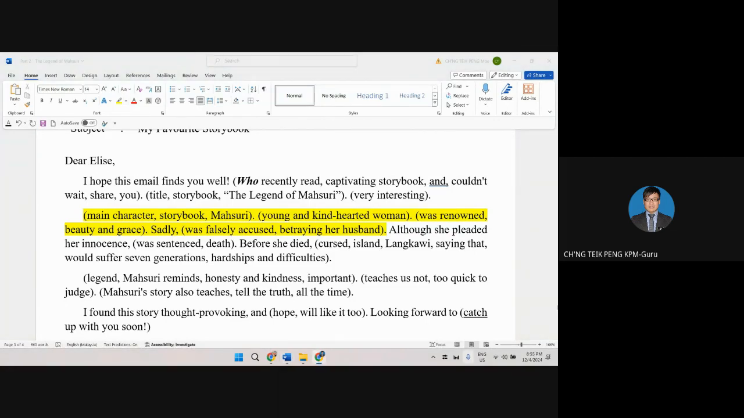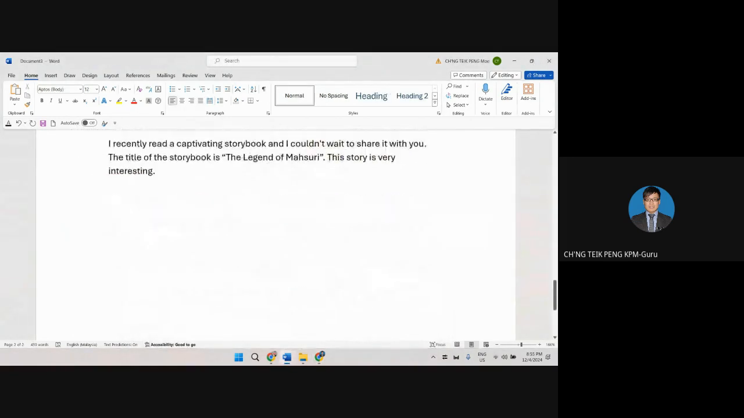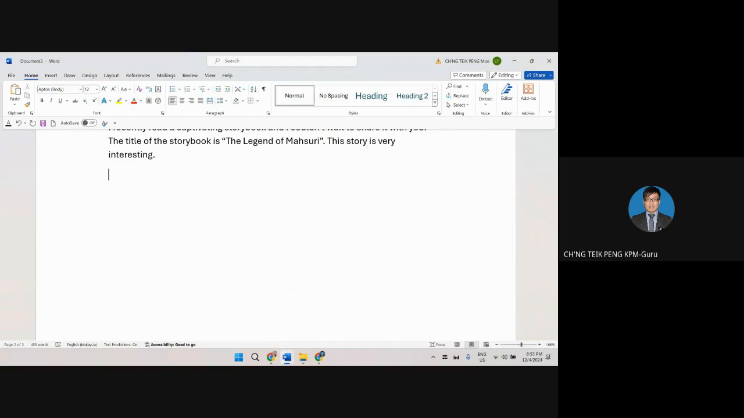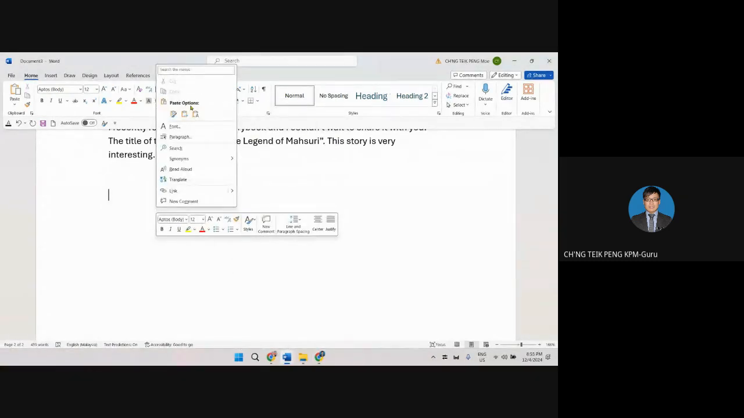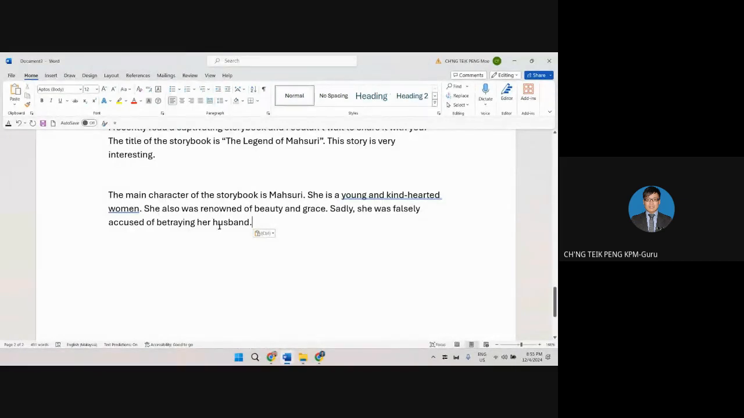Okay, let's start the discussion, yeah? Okay, now I'm reading Chang Kun's answer. Okay. So the main character of the book, very good. So we have to use of，这里要用到 of 咯。为什么呢？因为那个 the main character 是那个书的一部分来的嘛，所以就要用 of 咯。Is Masuri. And then she is a young and kind-hearted woman.